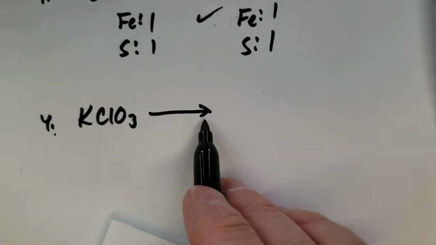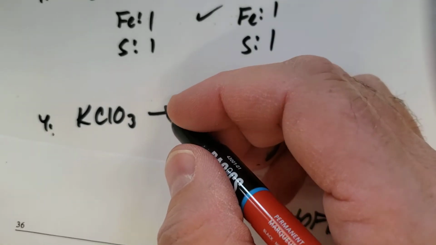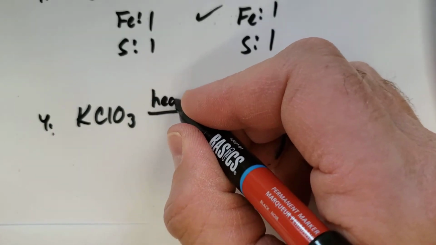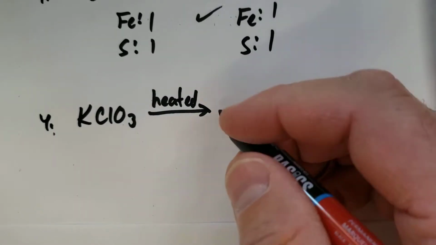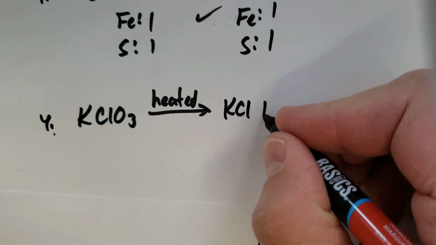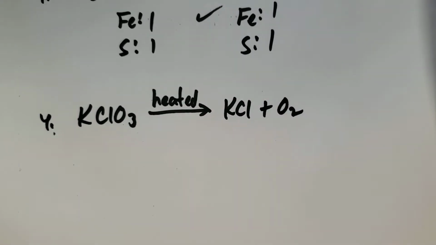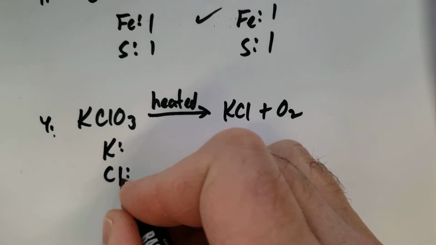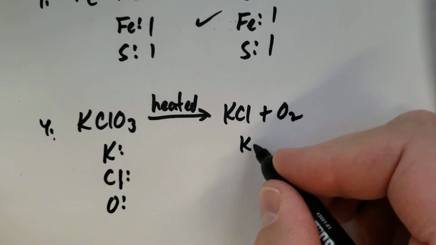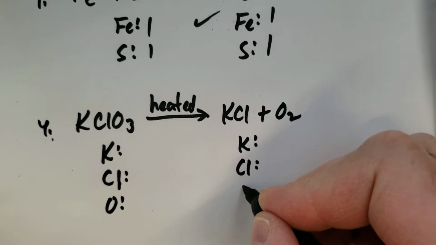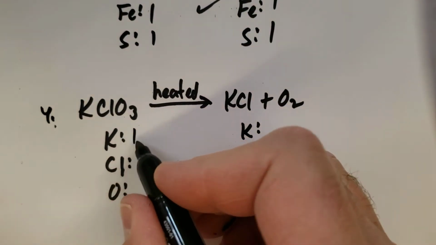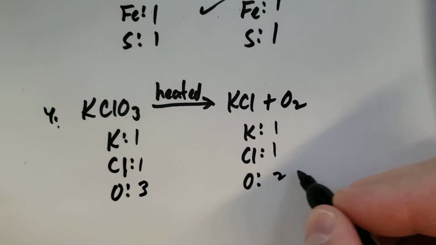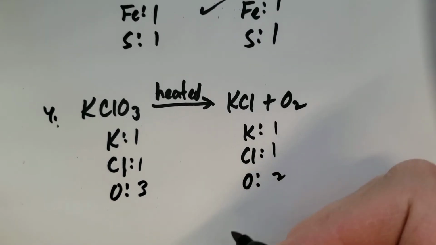And here we have one thing breaking down. If you notice over here it says heated. So we can have a decomposition reaction if we in fact heat something. All right, so that's what we end up with. If I keep track of what I have, here we have 1, 1, and then we have 3 oxygens. 1, 1, and 2. So this is balanced with the exception of that oxygen.